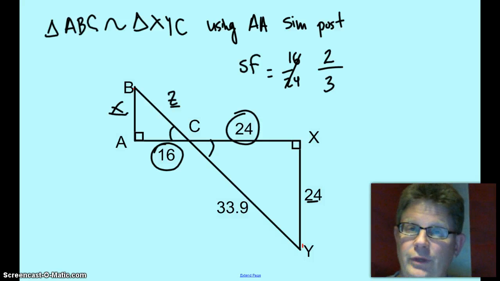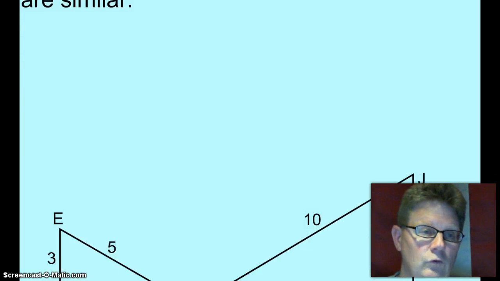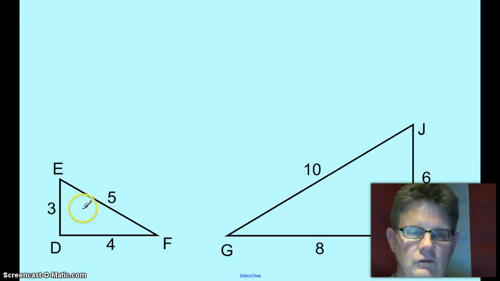The second way we can get triangles similar is the side, how many sides did I say? Side-side-side similarity theorem. If three sides of one triangle are proportional to three sides of another triangle, then the triangles are similar. So we're going to look at this.